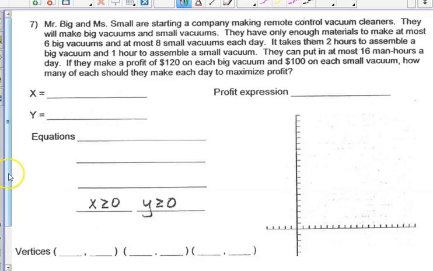I'm going to talk about number 7. I think we have enough time to do this one. What are we making here? Okay, starting a company, we're making vacuums, so remote control vacuums. Who wants a big vacuum or a small vacuum? I do. I want to sit on the couch and have it vacuum my house. Okay, yeah, so like Claire said, big vacuum and small.